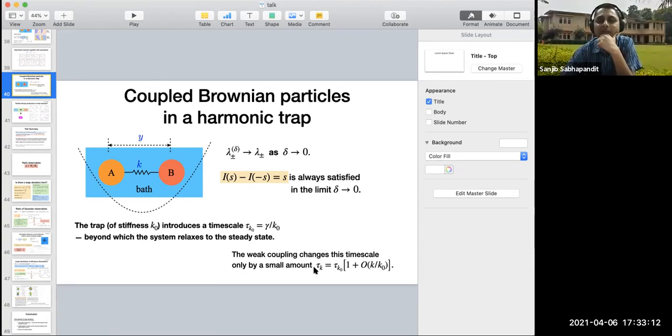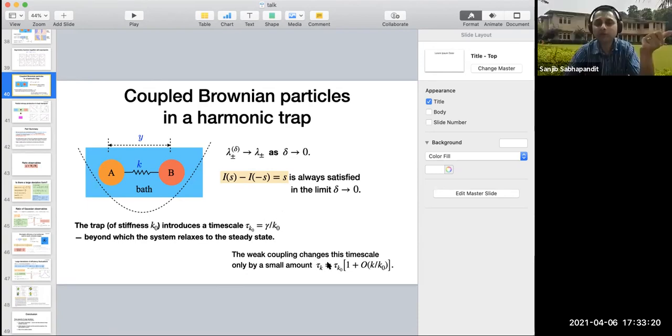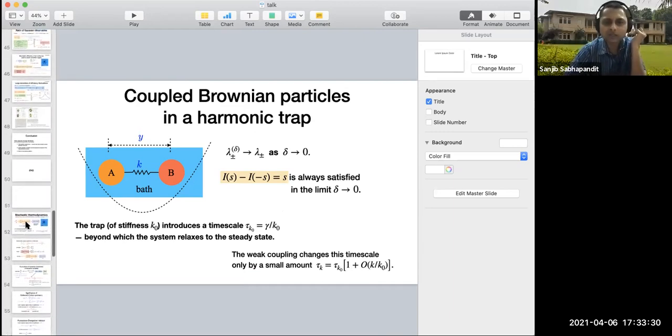So what you are saying is that if you don't provide the confining potential, then there's a time scale corresponding to delta. But if you put a confining potential, then this coupling just changes this time scale by just a short amount. So this becomes just a regular perturbation. Yes. I think I had this somewhere. Okay, so this is okay.